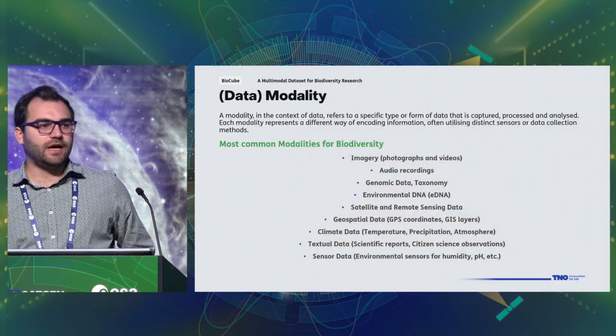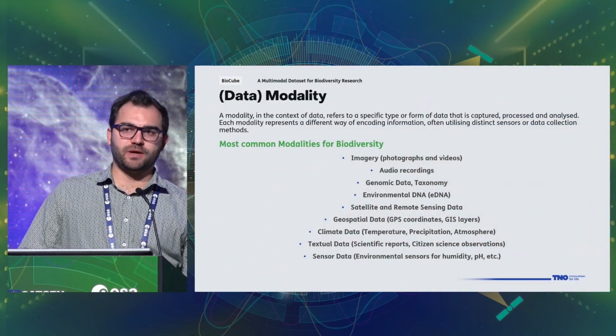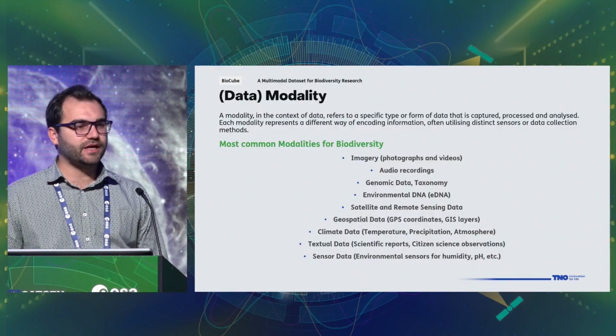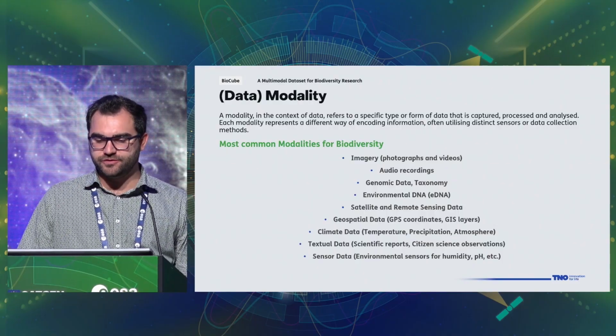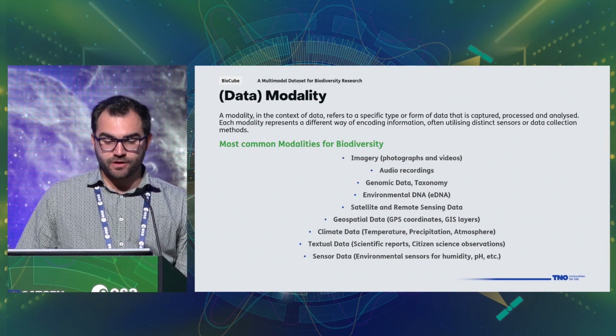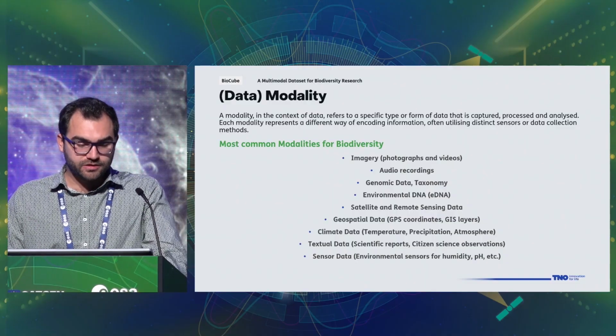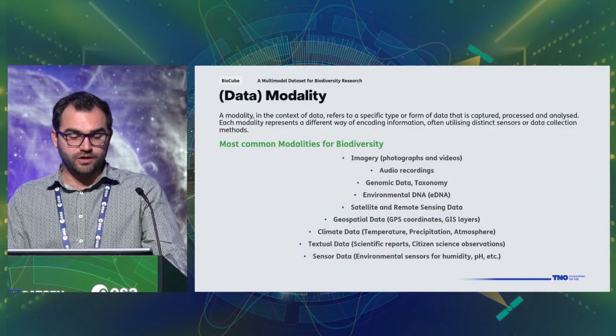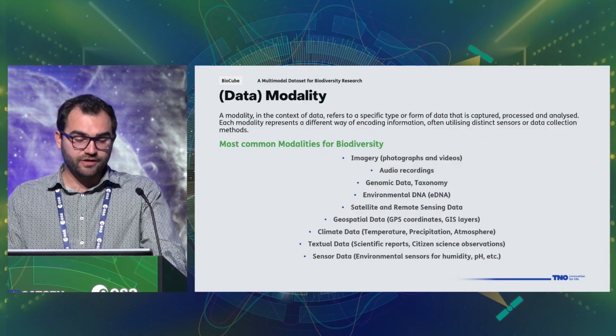So, modalities. We have seen over the past days, also through the hackathons, that there are a lot of modalities available. A modality is a different encoding or representation of data, of signals. For biodiversity, the most common modalities are, of course, images, audio recordings, genomic data and their taxonomies, environmental DNA, called eDNA in short, satellite and remote sensing data, big data from space, geospatial data with different GIS and ArcGIS layers, climate data, textual data, and of course sensor data that we can get from ground stations.